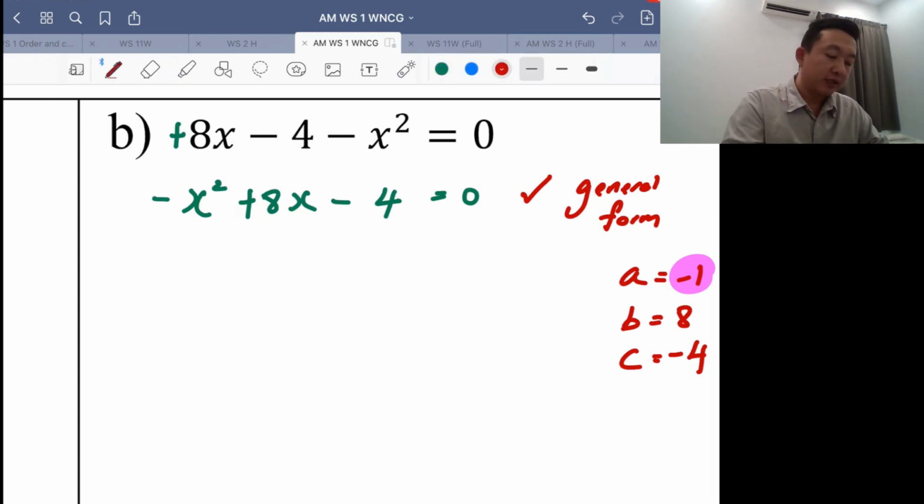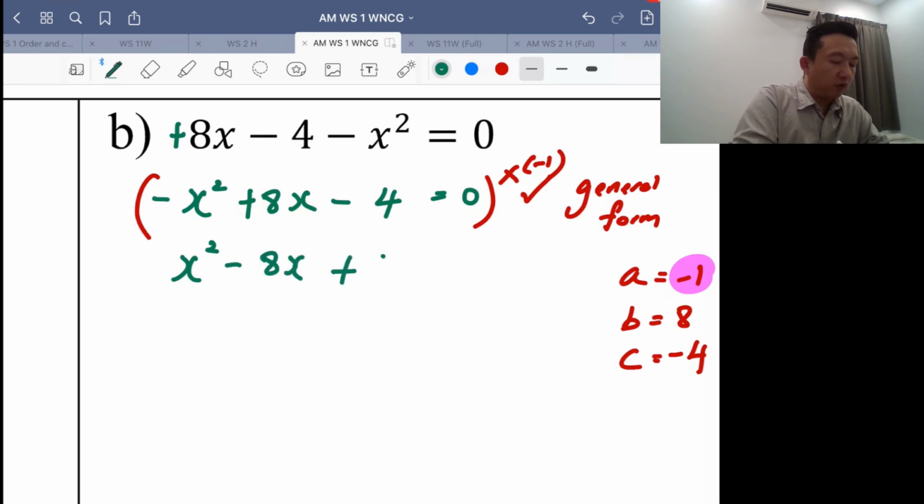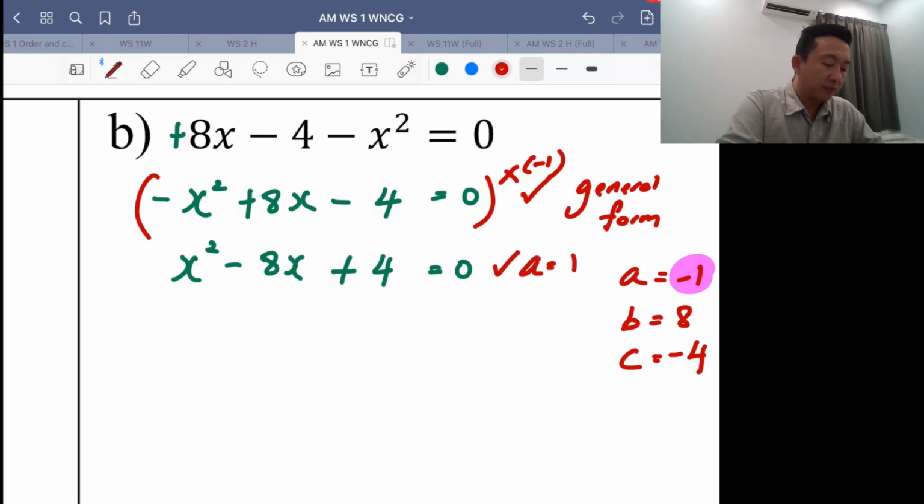So we are going to turn negative 1 into 1 by multiplying by negative 1. Or you can bring them to the right hand side. It will be positive 1 for a. And that will be x squared, turning all the signs to the opposite sign. So you have x squared minus 8x plus 4 equals 0. Okay, now your a equals 1. Check. Remember the third step, b over 2 squared and minus b over 2 squared. That is the third step.